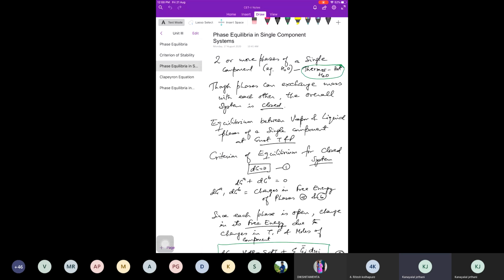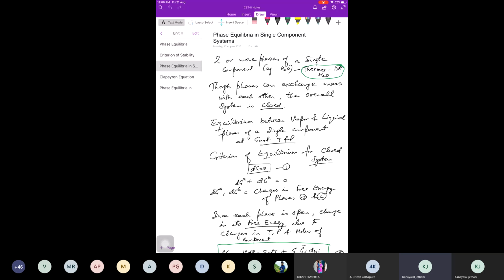Ultimately, we have to see not just single component, we have to see multi-component. We'll see that also, but we go gradually. One by one, we define equilibrium, condition for equilibrium, then we define condition for stability, then we move towards phase equilibrium in single component, then we'll see multi-component systems.